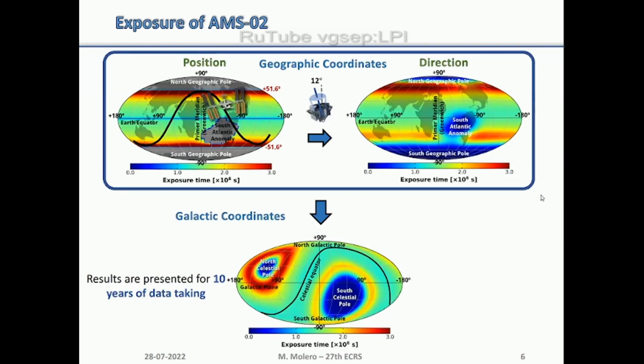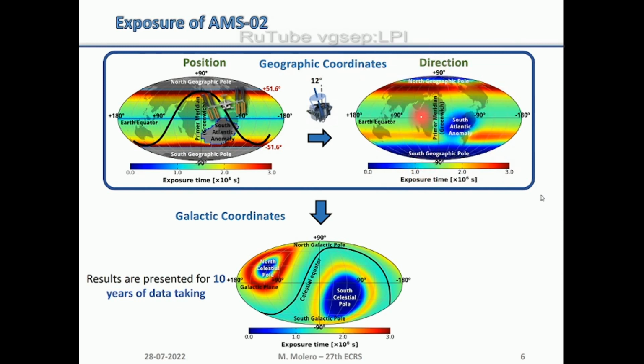Another very important aspect for the measurement of anisotropies is to understand the exposure of AMS. AMS is on top of the ISS, which is orbiting the Earth from minus 52 degrees to plus 52 degrees, and as you can see in this plot, the ISS spends more time at high latitudes. If you take into account this effect, plus that the detector is tilted 12 degrees with respect to the zenith, and also that it has a field of view, this is the exposure that you get, where you can see that the northern hemisphere is much more exposed than the southern hemisphere.